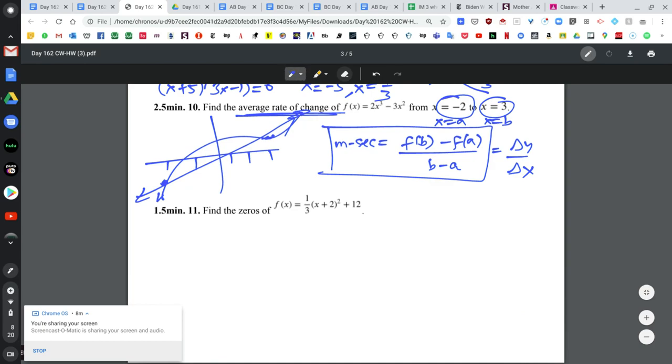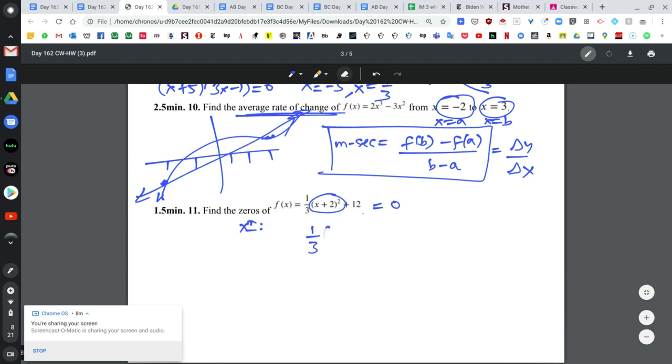So 11 says find the zeros of. So another word for zero is nothing but x-intercept. So we're really finding the x-intercept, okay? Other words are roots and solutions. But roots and x-intercepts are equivalent terms for zeros. So you set that equal to 0, okay? Do not open this, leave that alone.